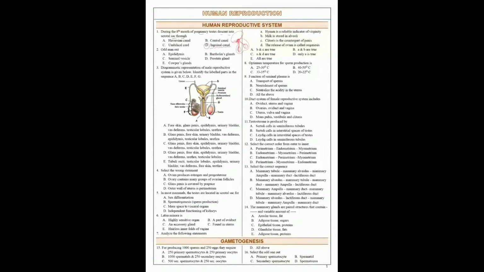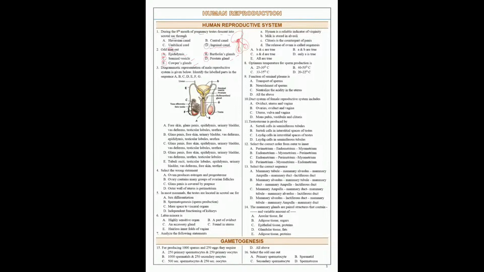All right, now the second question is odd man out. So it's not odd man out, it should be odd one out. And what is the odd one out here? Epididymis, seminal vesicle, Cowper's gland, Bartholin's gland, and prostate gland. Bartholin's gland secretes mucus, prostate gland secretes some fluid. Cowper's gland also, we can say they are homologous to Bartholin's gland.